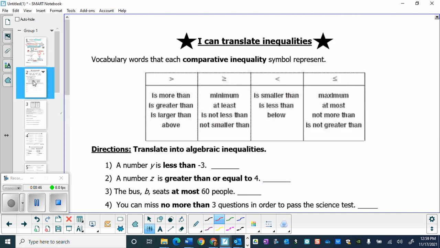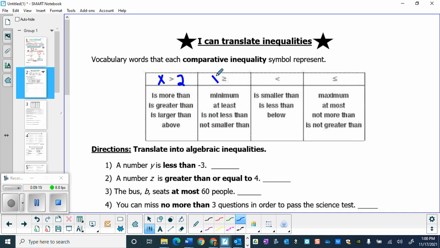All right, now let's flip over. We've been talking a lot lately about how to translate into our language of algebra. And here I've got a word bank to help you remember all of the words that might go along with a certain symbol that you see. So for example, if I put an X here and then a 2 here, I can now say X is more than 2. X is greater than 2. X is larger than 2. X is above 2.